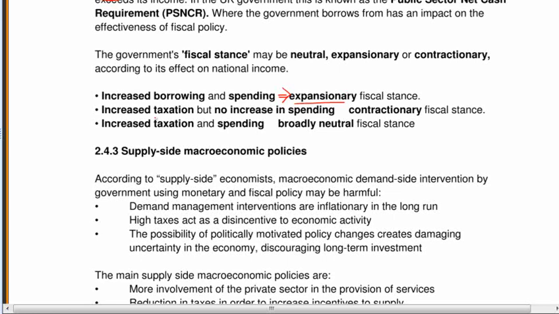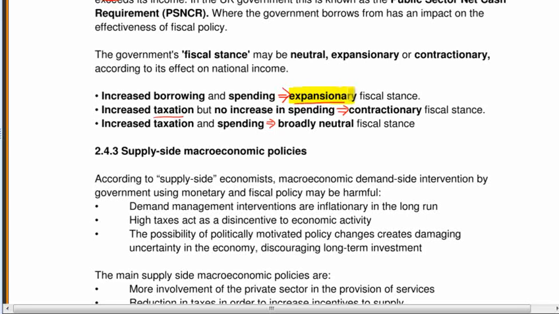If there's an increase in taxation but no increase in spending, then that's a contractionary fiscal stance. If there's an increase in both, then that's a neutral fiscal stance. Okay, now why would a government opt for an expansionary fiscal stance? Well, if they wanted to stimulate the economy, if they wanted to reduce the level of unemployment, if they wanted to stimulate economic growth.